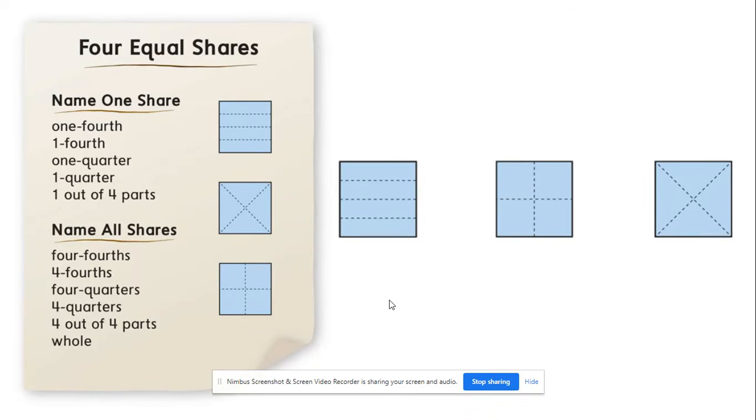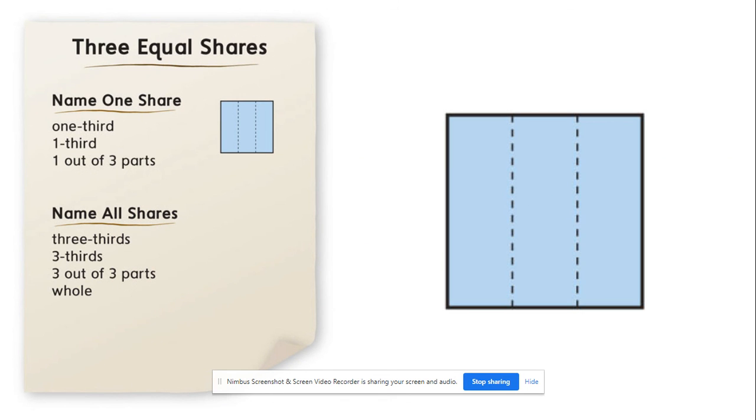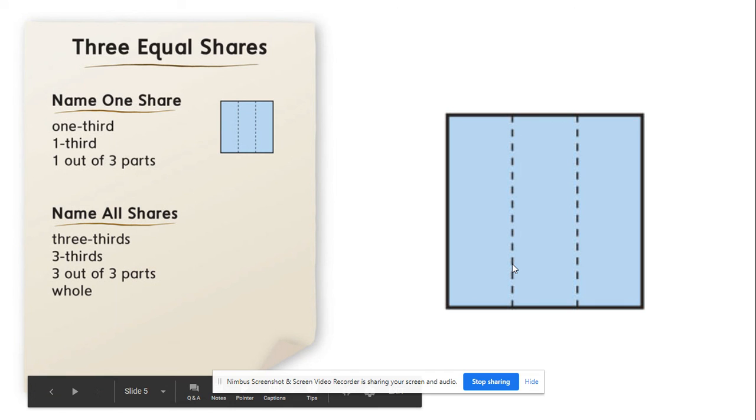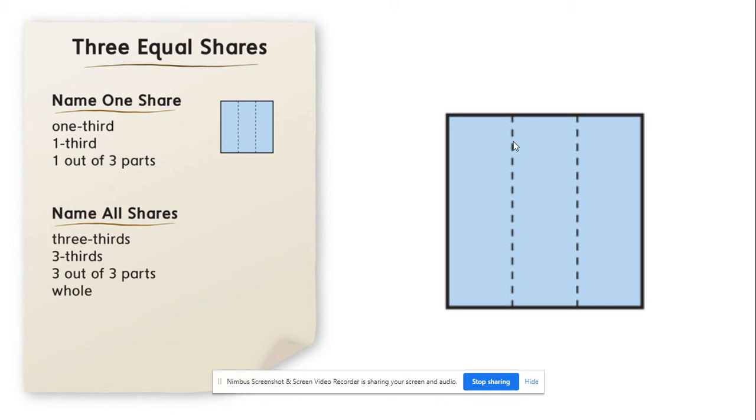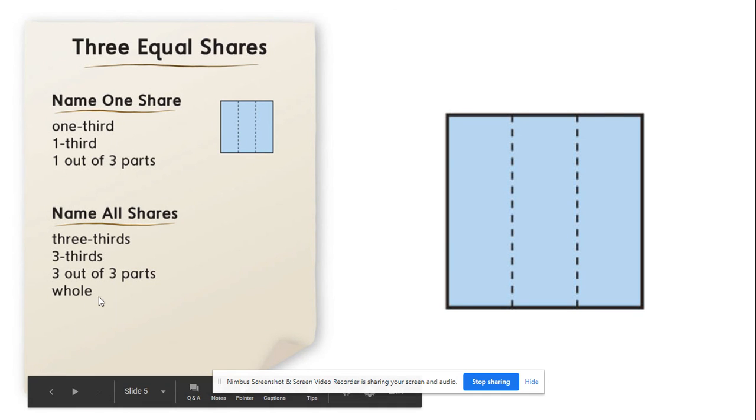All right, so we had our two equal shares and our four equal shares. Now we're going to go to our last one for today, and that's going to be our three equal shares. So we have our square right here. With three equal shares, there's not many different ways to do it. You can go from top to bottom or from left to right, but if you were to turn this square, it would still be the same exact size parts, these equal rectangles. There's not a whole lot of names for this. It's very basic. One third or one out of three parts. Three thirds or three out of three parts for the whole thing.